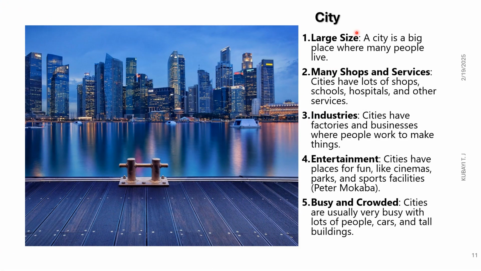The last type of settlement that we are going to look at is a city. It is beautiful, right? Now, cities are large in size. A city is a big place where many people live. So, the services that we find in a city may also be more than the services that we find in a town, in a farm, and also in a village.